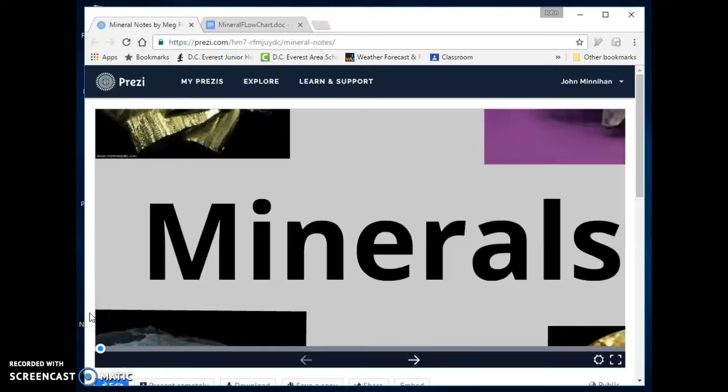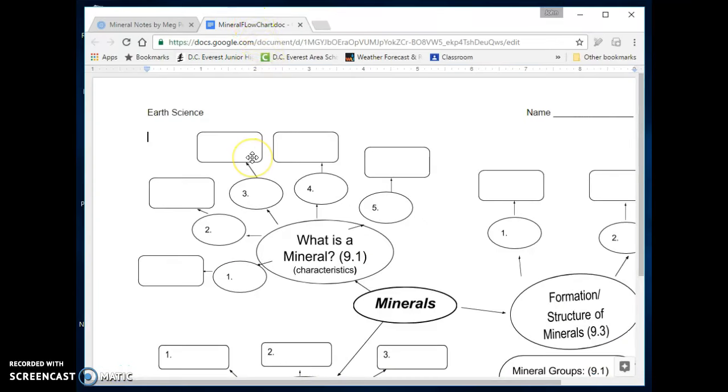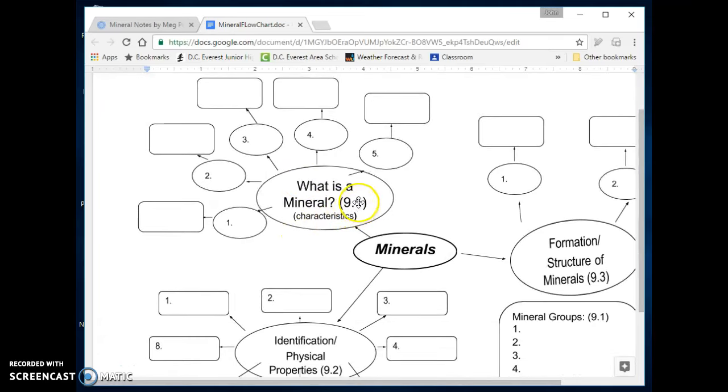Okay, we're going to get started with our mineral notes here. We're going to use a flow chart that looks like this. You should have this in front of you. You'll notice that we have it divided by section here.